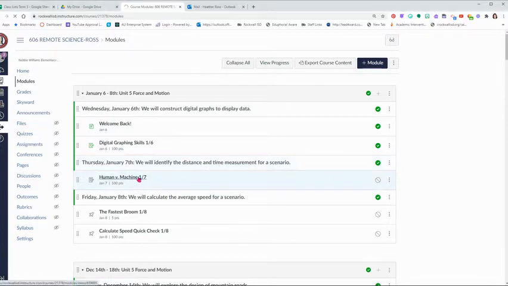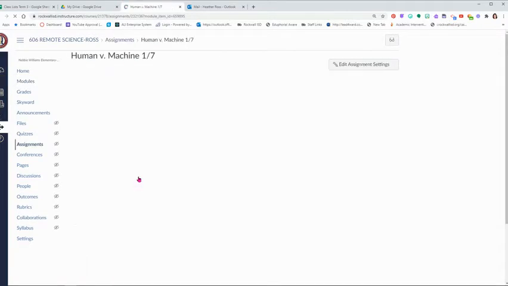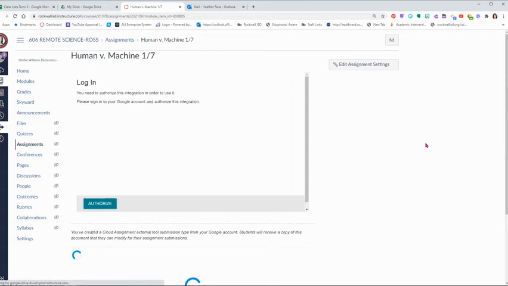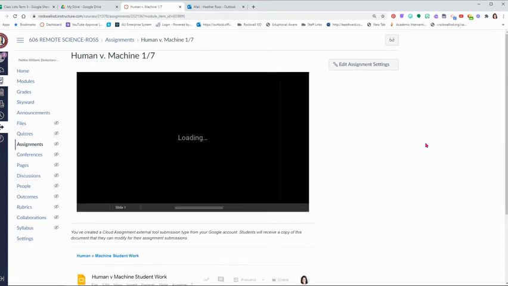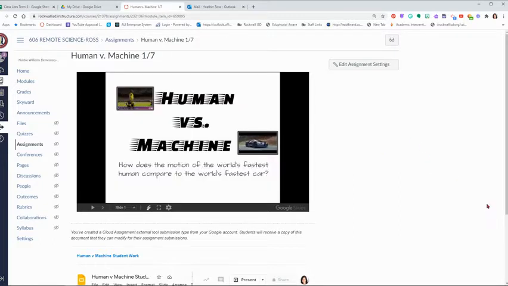So today we're going to be looking at a human versus a machine. I'm pretty excited about this activity. We'll be doing quite a bit of this together in our live Zoom sessions, which you want to make sure to attend every single day and be fully participating.